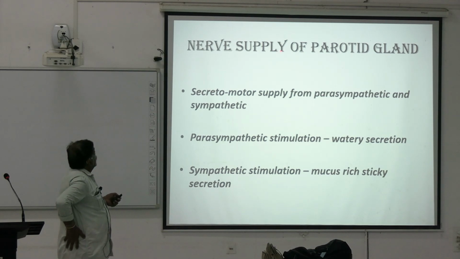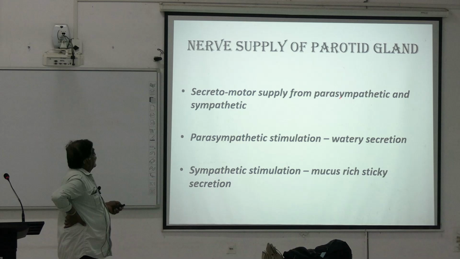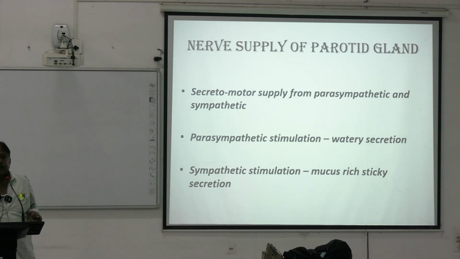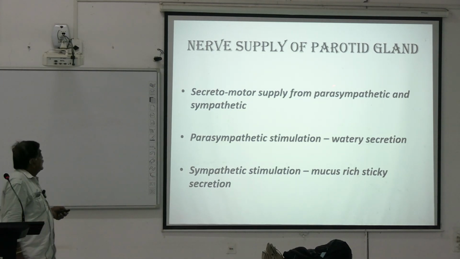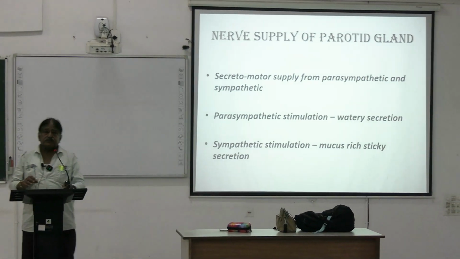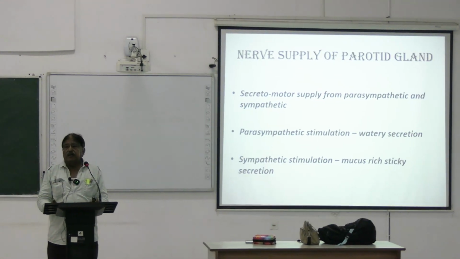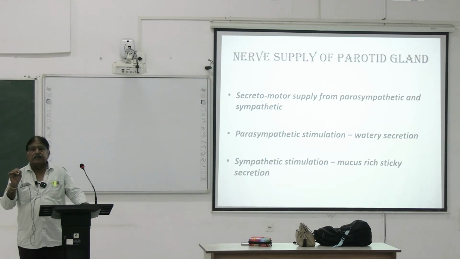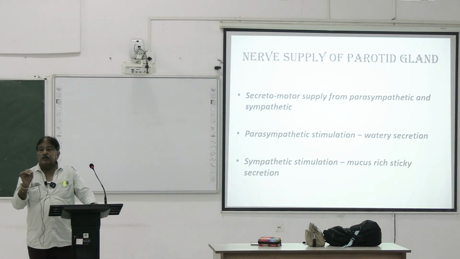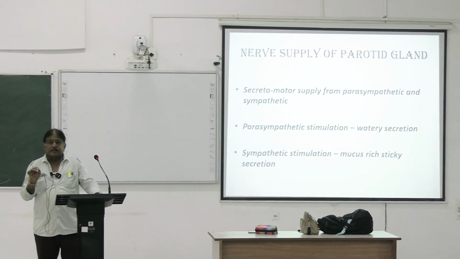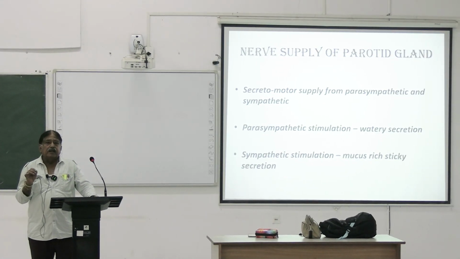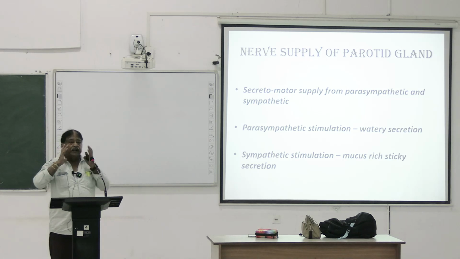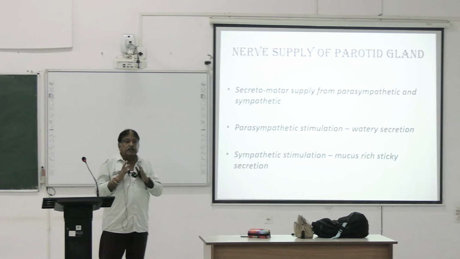Now, nerve supply of parotid gland: secretomotor supply from parasympathetic and sympathetic. Secretomotor, because there are lots of saliva in the gland. And one thing I tell you, if there is any inflammation of the parotid, I tell the patient to take Poppins or Hajmola lozenges, any khatta, it can be imli, because there is lots of secretion and that goes out, and the inflammation is reduced. That is my experience.